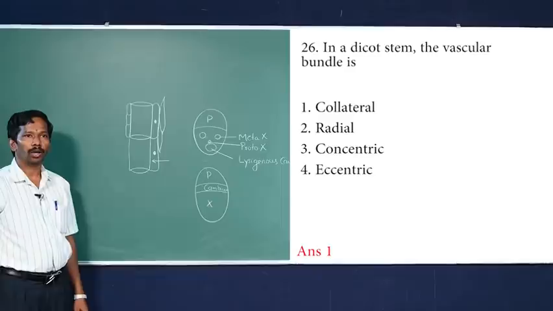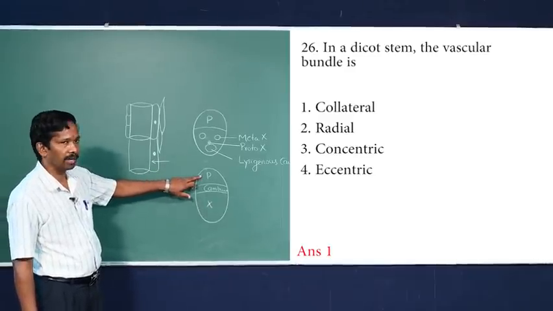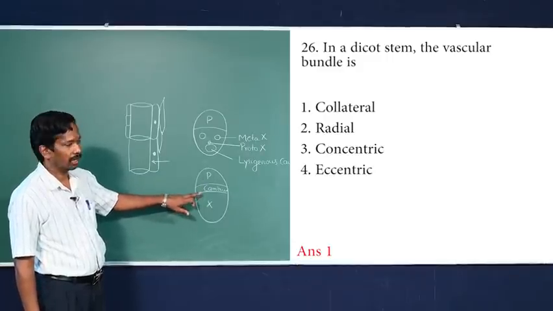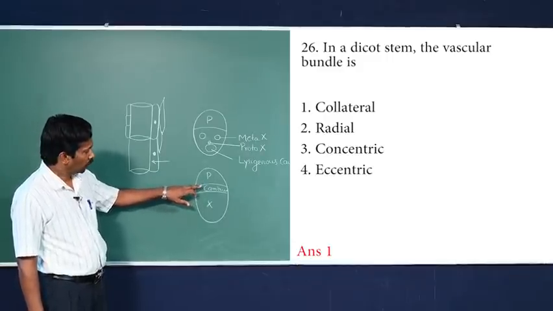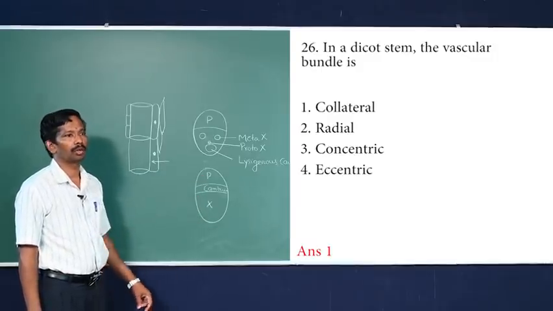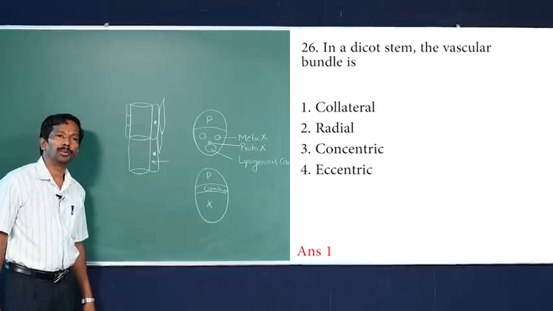26, in a dicot stem, the vascular bundle is, so this is the diagrammatic representation, conjoint, collateral and open vascular bundle. So it should be collateral, where the phloem and xylem are present in one lateral position or one radius. So the answer should be 1 for question number 26.